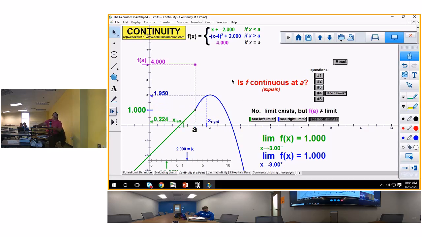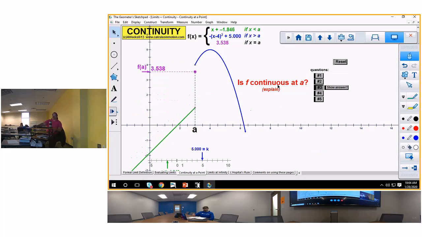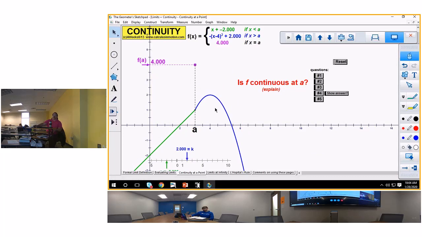I hope you're writing it down because these are your test questions that I'm going to ask you. I'm going to give you one that's not continuous, and I'm going to give you one that's continuous. I mean, that's not continuous but has a limit. And in this case, the limit is 1.